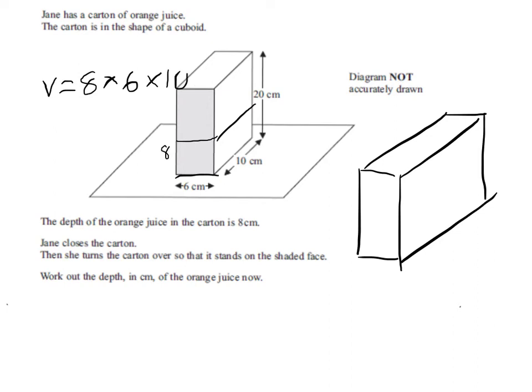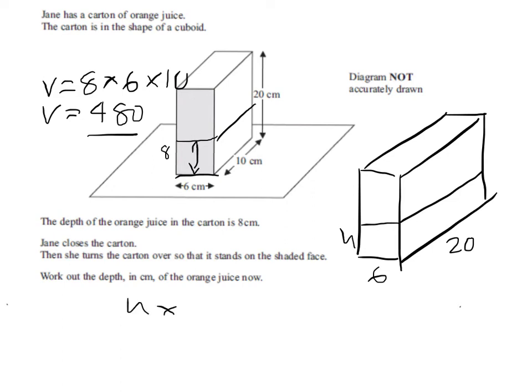Okay, we'll leave the 20 because the 20 is the full height, but the juice only goes up to a height of 8. So our volume then is 8 6s are 48, 480. Now when we turn the carton over, then our carton will have a width of 20, a base of 6, and we need to find out what the new height will be. So we know then that this volume is 480, so we've got h times 6 times 20 equals 480.